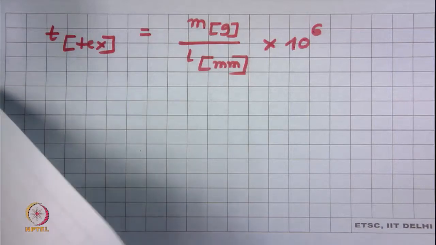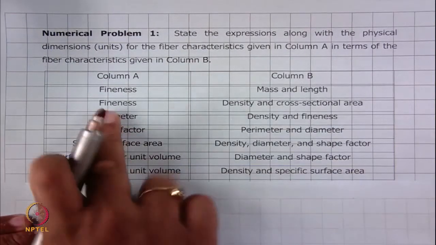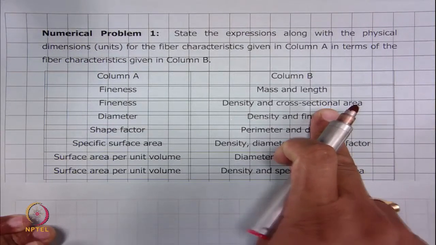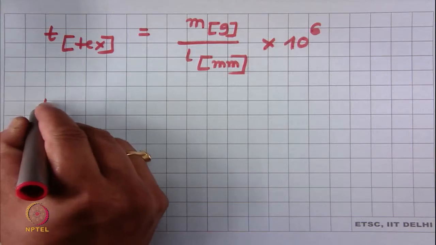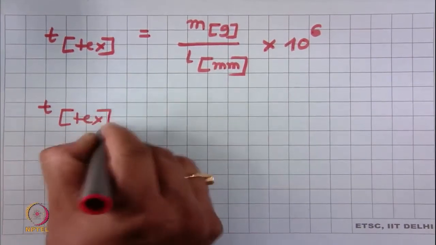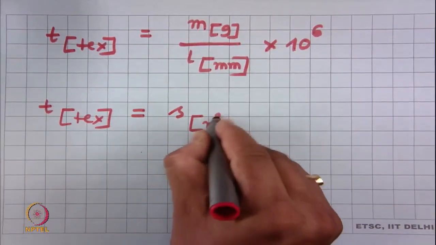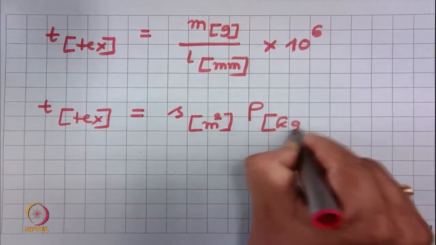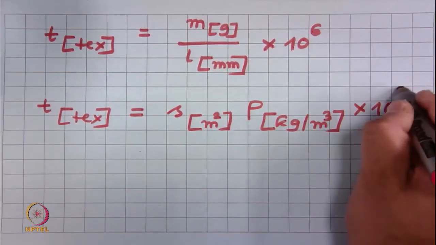What was the second expression? Second expression, fineness in terms of density and cross sectional area of a fiber. So, you have to express fiber fineness in terms of fiber density and fiber cross sectional area. How will you do? You have just now learnt fiber fineness, often used index, is equal to fiber cross sectional area, say in meter square, into density in kg per meter cube. In order to balance, we have to write 10 to the power 6.